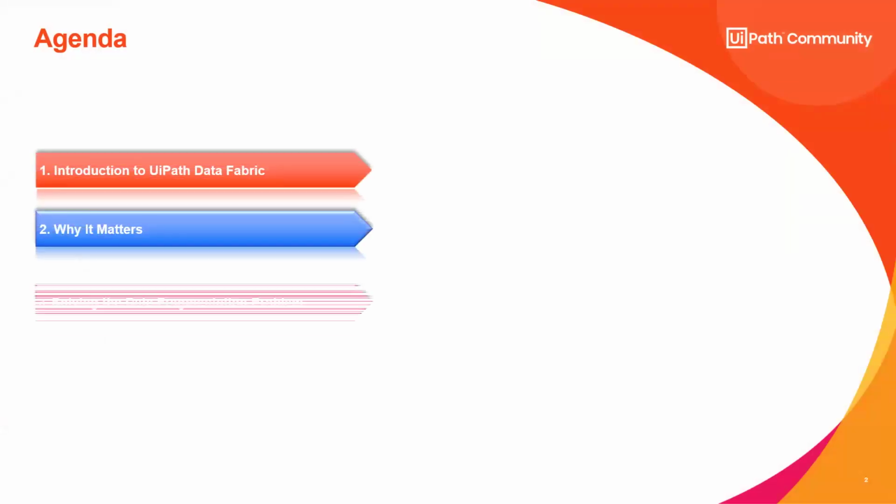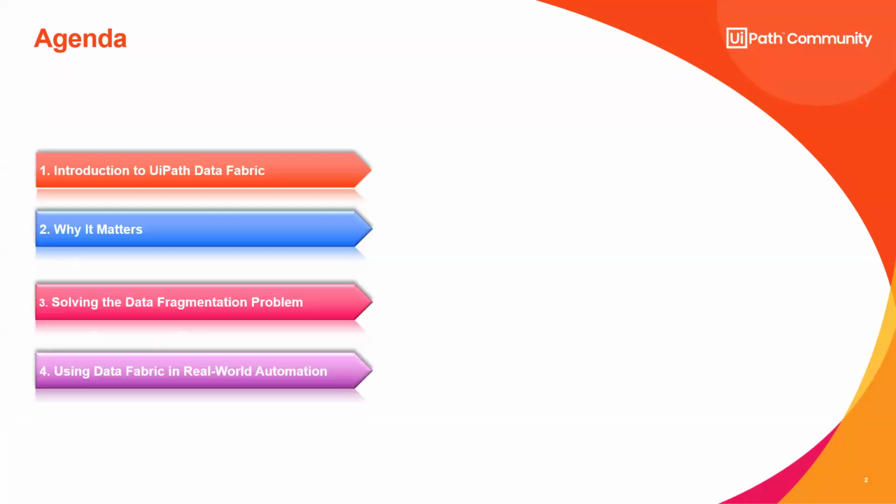So here is what we will cover today. First, we will start by understanding what UiPath Data Fabric actually is and how it evolved from the older UiPath Data Service. Then we will talk about why it matters, especially in solving the challenges of data fragmentation across systems. And then we will look at how Data Fabric helps break down the silos and turns them into real-time data streams that our automations can consume.